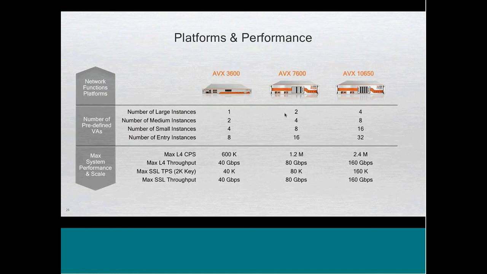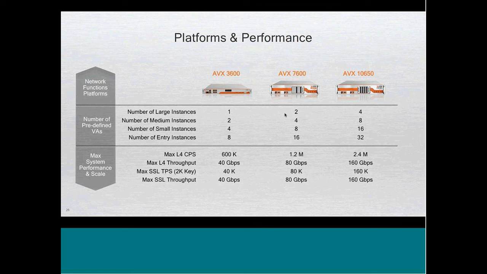So before I go into the next topic, I want to show you a high-level view of platforms and performance. There are 3 form factors of this hyperconverged platform. There's the AVX 3600, which is what we call a 1 RU platform, the AVX 7600, which is a 2 RU platform, and the AVX 10650, which is also a 2 RU platform. They increase in performance and scale from left to right.